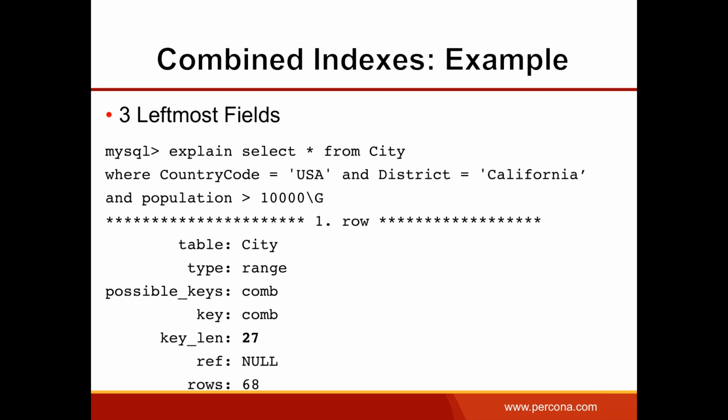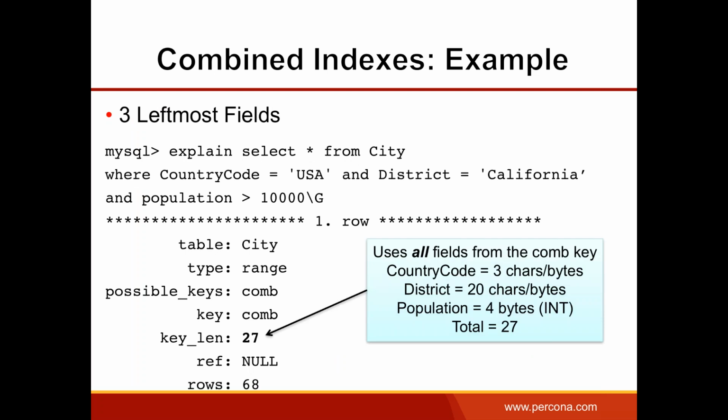Now, 3 leftmost fields is obviously the same thing. Now we can do the same math. Key length is 27, so it's all the fields in the combined key.